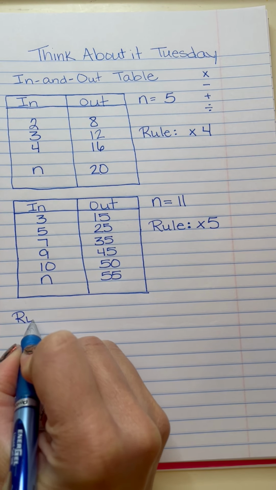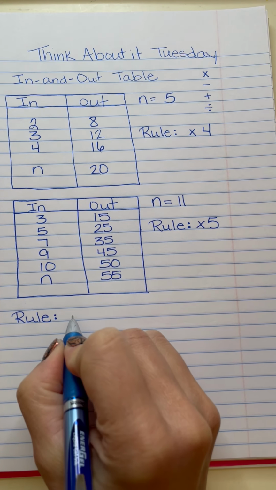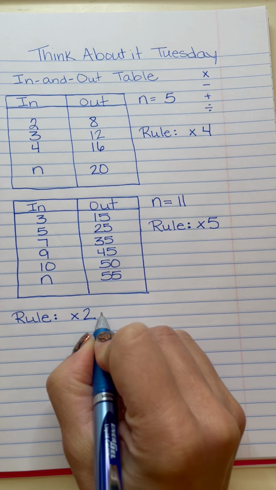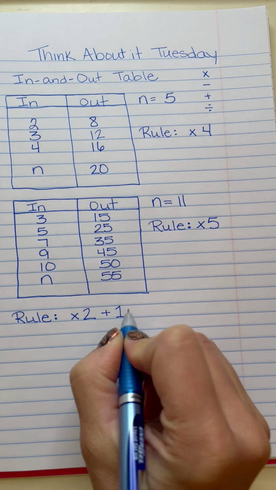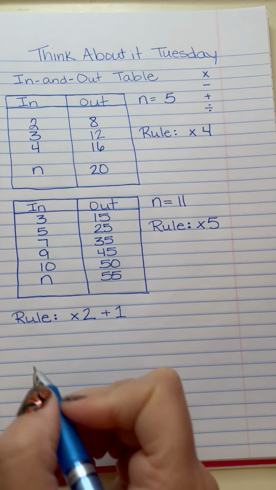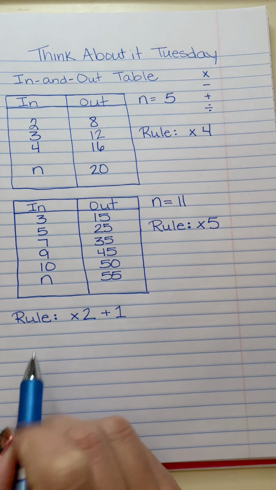So the rule for this one is you are going to multiply by 2 and add 1. Okay, so you're going to multiply by 2 and add 1. And so now you are going to discover the output. So I'm going to give you the input.